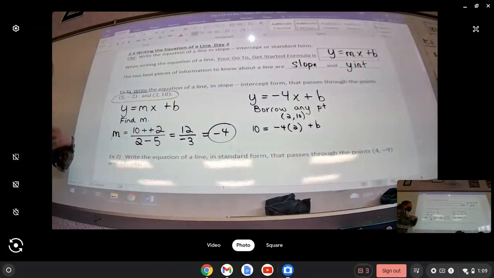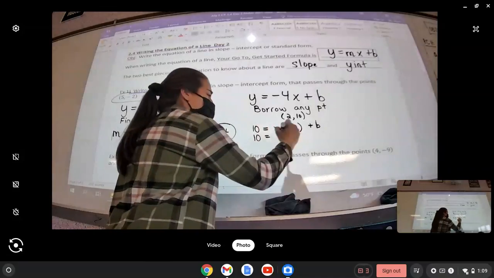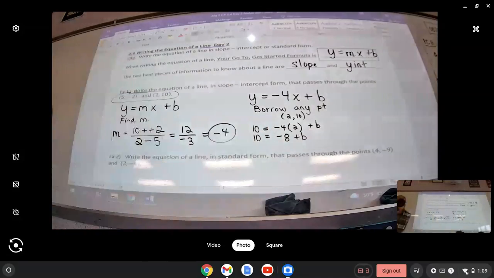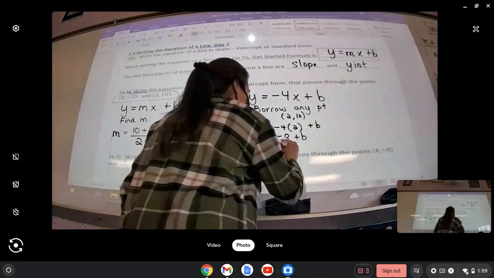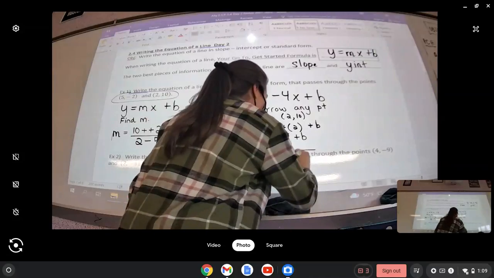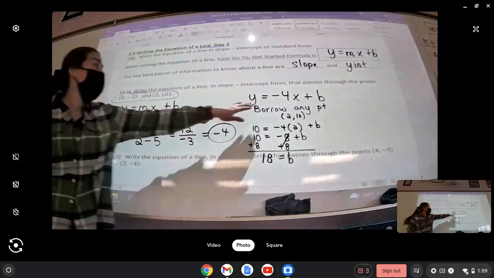God, I love when slope is not a fraction. It moves so quickly. 10 will equal, that's going to get me -8 and then plus b. It's the only thing you have to do to get b. Add 8. And who does our y-intercept end up being? 18.